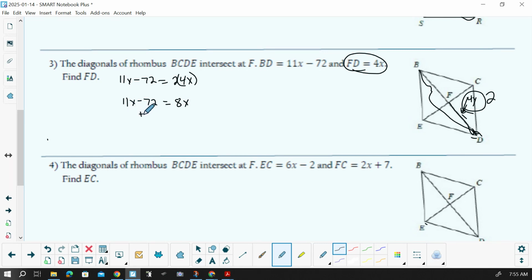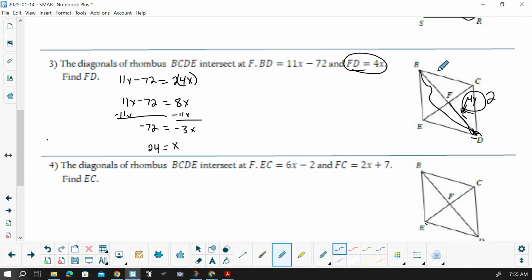Add 72. Nope. Oh, wait. I don't want to do that because I don't have any number over here. Let's switch that. Don't want to do minus 8x because then I have nothing over here. Let's do minus 11x. And we get negative 72 equals 8 minus 11 is negative 3x. Divide by negative 3 and we get x equals 72 divided by 3. 72 divided by 3, yeah, 24. All right, so we get 24.